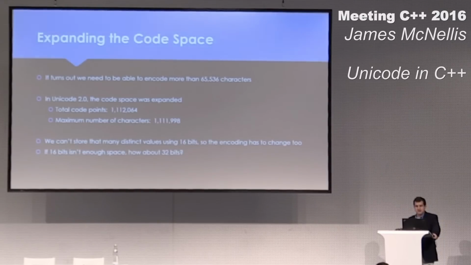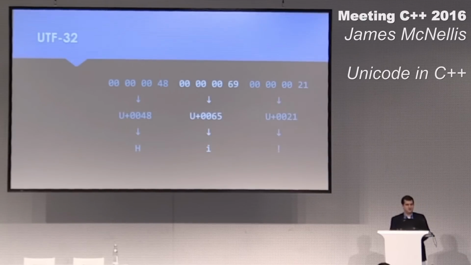So in Unicode 2.0, the code space was expanded to a total of 1,112,064 code points, though only a subset of that was usable for characters, and we'll see some of the details of why later. So we can't store that many distinct values using 16 bits, so the encoding has to change as well. Well, if 16 bits is not enough space, how about 32 bits? So UCS2 is dead. We can now introduce UTF-32.